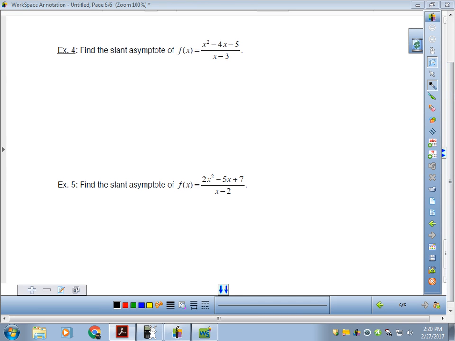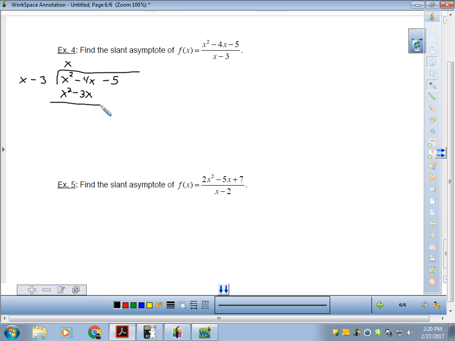Example 4 asks us to find the slant asymptote of f of x equals x squared minus 4x minus 5 over x minus 3. We're going to do long division. I have x squared minus 4x minus 5, and I'm dividing by x minus 3. What would I need to multiply x by to get x squared? I would need to multiply by x. X times x is x squared. X times negative 3 is negative 3x. And then I do a subtraction.